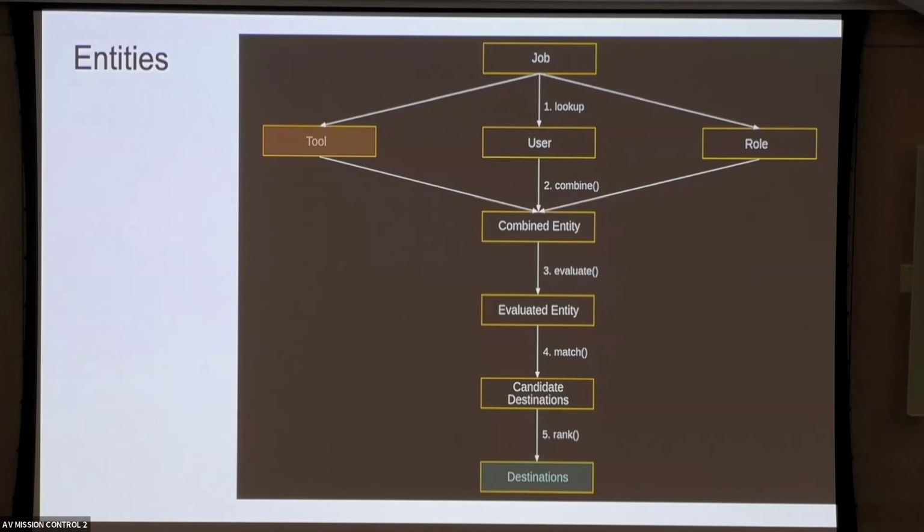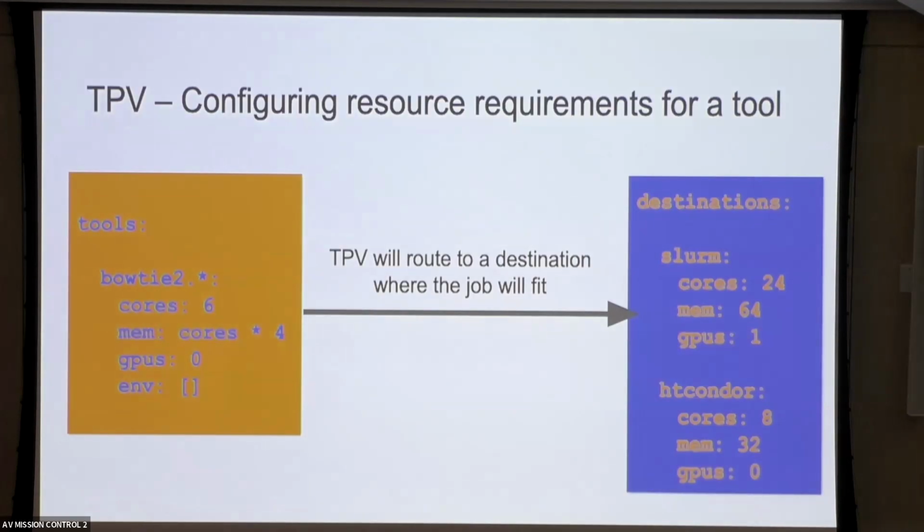But it combines all of these requirements for a job and evaluates that against the available destinations. So a basic example of TPV, you have there, bowtie in this case with the required cores and memory, and then it'll try to pick the best, actually not the best, but one of the suitable destinations. In this case, there's only one suitable destination, since we need that amount of memory and cores, and the other Condor destination, for example, wouldn't be able to fit the job.